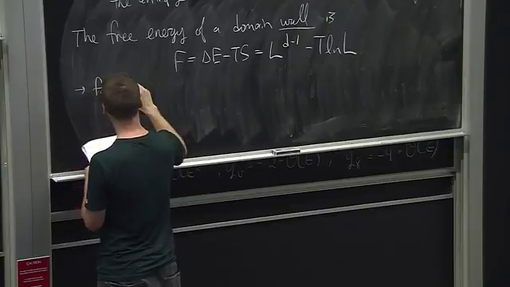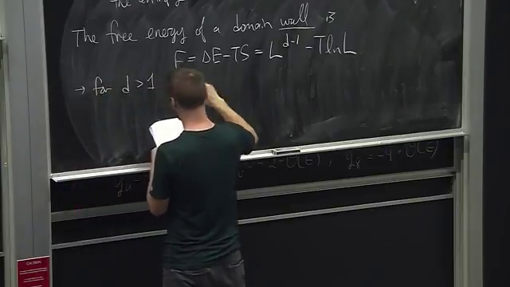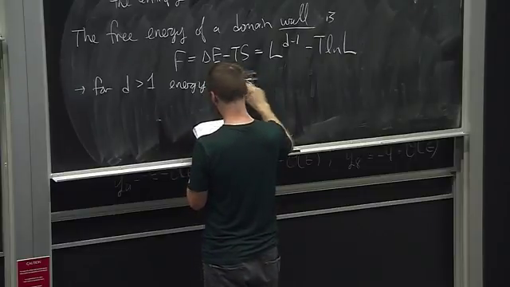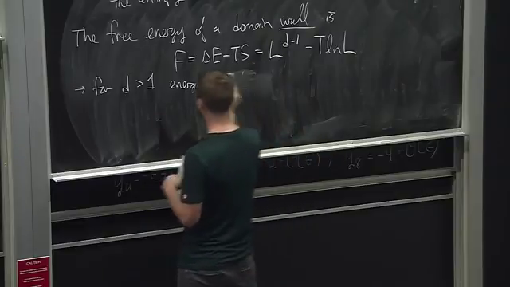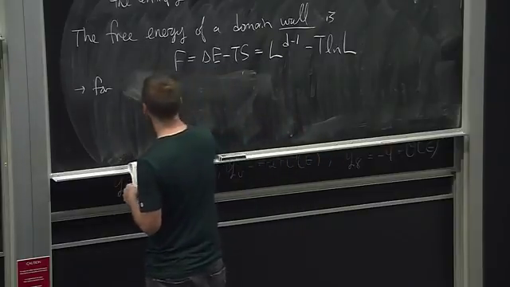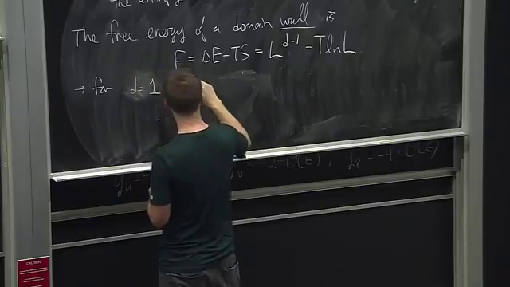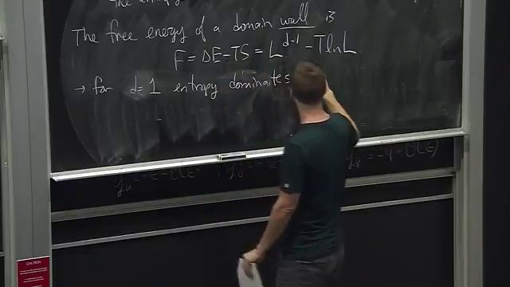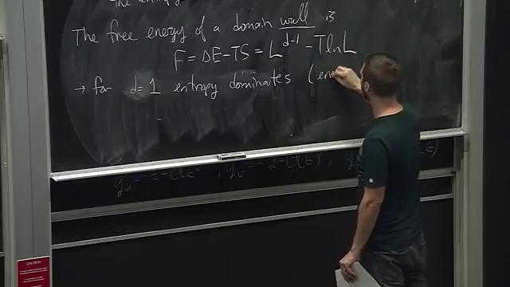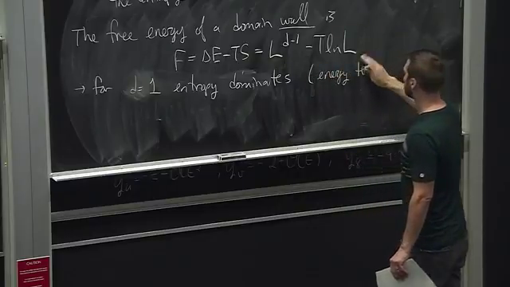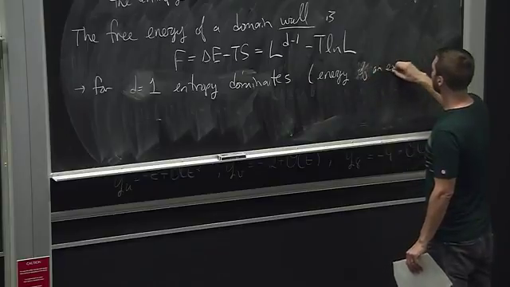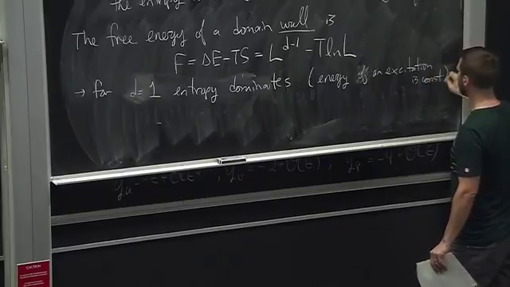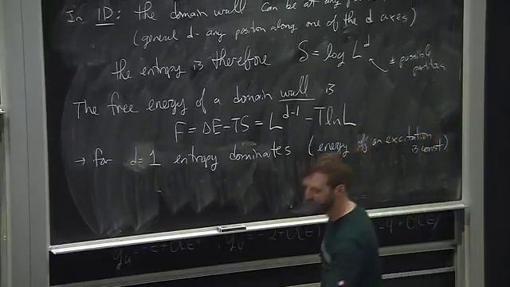So for D equals 1, entropy dominates. Let's just leave it at that because the energy term is constant for an excitation. For D greater than 1, then you have a balance.